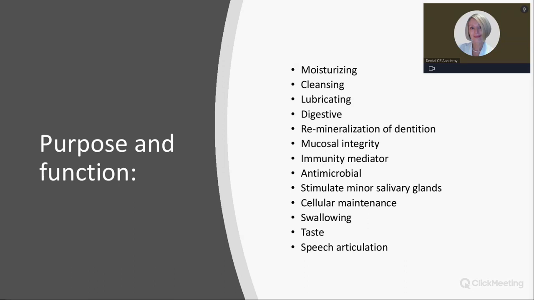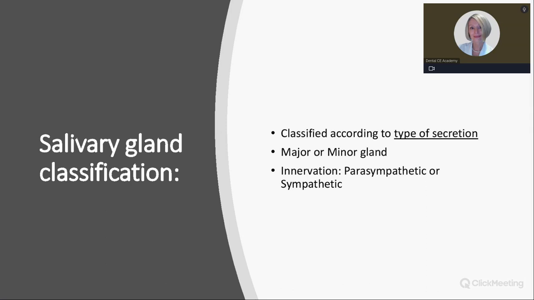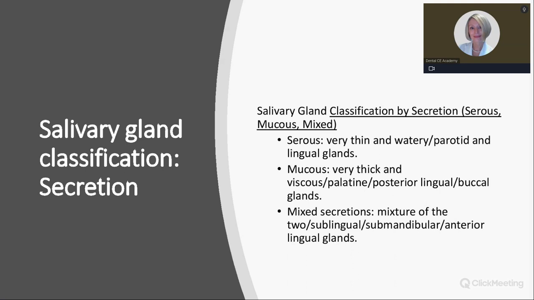And purpose and function here: moisturizing, cleansing, lubricating, digestion, remineralization of the dentition, mucosal integrity, immunity, mediator, antimicrobial. It stimulates the minor salivary glands. If the major glands stop producing saliva, it may cause the minor salivary glands to shut down as well. Cellular maintenance, swallowing, taste, and speech articulation. And salivary glands are classified according, again, to the type of secretion, whether they are a major or minor gland, and their innervation, parasympathetic versus sympathetic innervation.